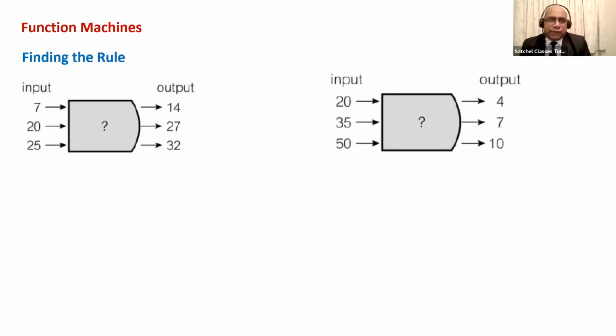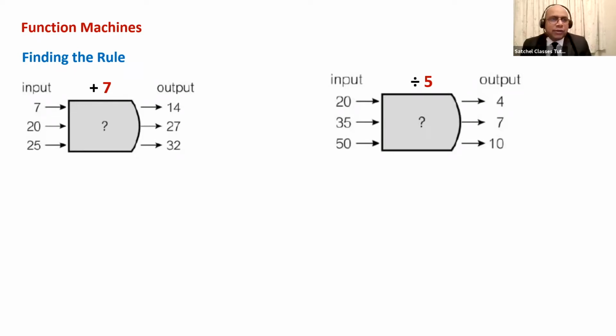Sometimes in a function machine, you are required to find the rule. So can you predict the rule in each of these cases? 7 linked to 14, 20 linked to 27, and 25 is linked to 32. Well, you guessed it. It's add 7. In the second example, what do you think is the rule? 20 linked to 4, 35 to 7, and 50 to 10. What links each one of them? Again, you predicted it correctly. It's divide by 5, right? 20 divided by 5 is 4, and so on. 35 divided by 5 is 7. So it's divide by 5.